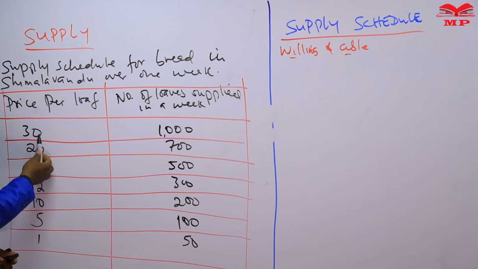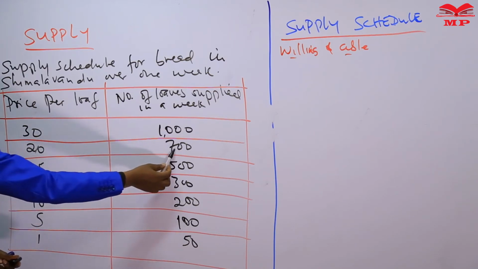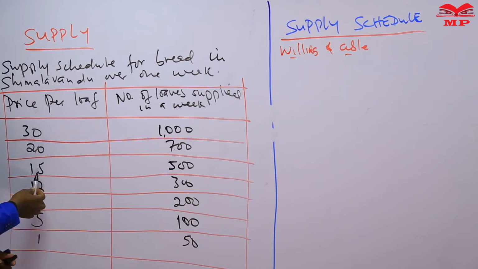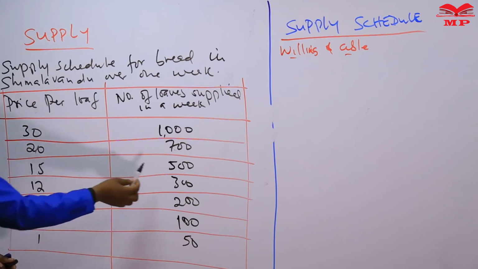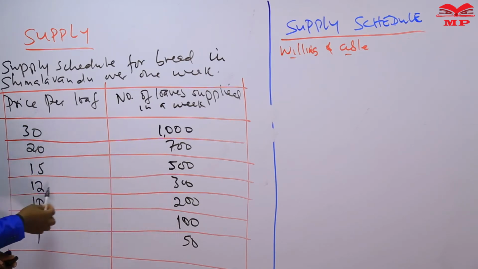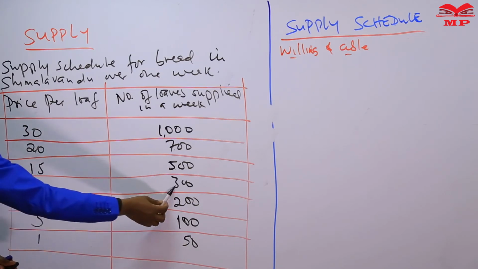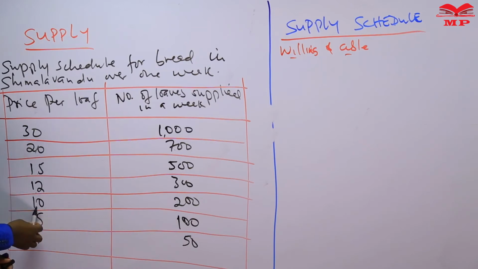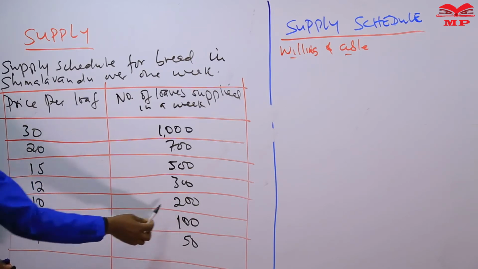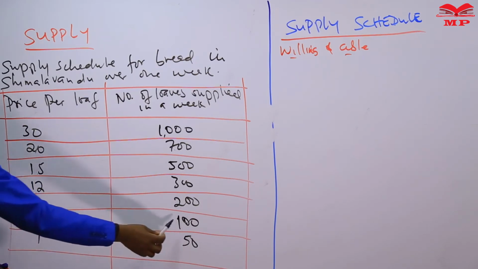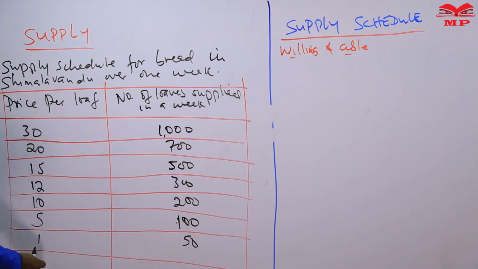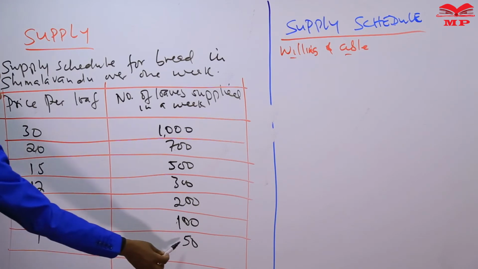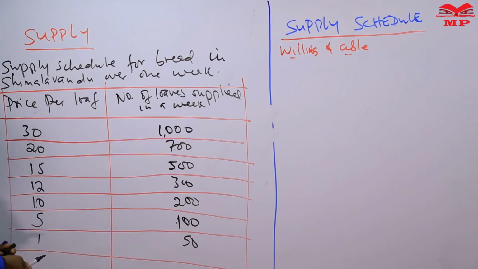When the price reduces to 20, you can see here the number of loaves has also reduced to 700. When it is reduced to 15, it has also gone down to 500. When the price reduces to 12, 300 loaves will be supplied. At 10 shillings, 200 loaves are supplied. At 5 shillings, 100 loaves are supplied. And when it's 1 shilling, the suppliers will supply 50 loaves.